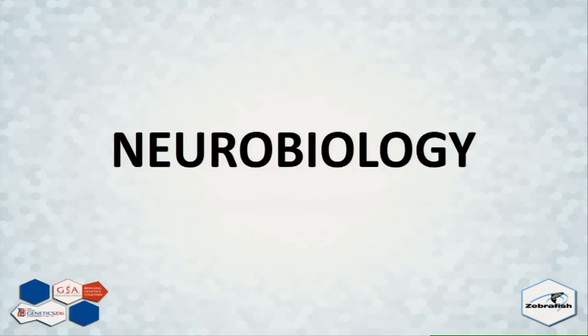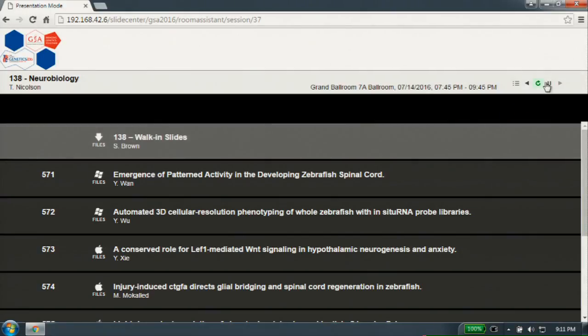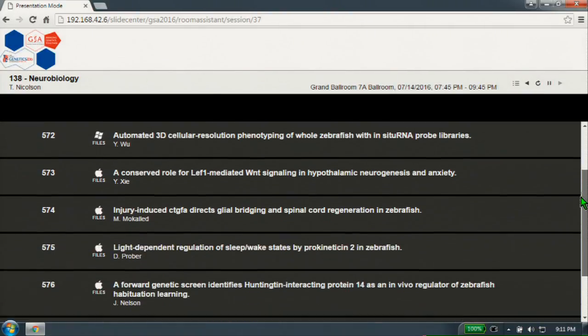I may have missed this, but is HIP14 novel, or what is known about it in other animals like mice and so on? Yeah, so HIP14 hasn't previously been shown to have a role in habituation learning. It was identified in a yeast two-hybrid screen for Huntingtin-interacting proteins, and so this is a novel finding for HIP14 to be involved in learning.